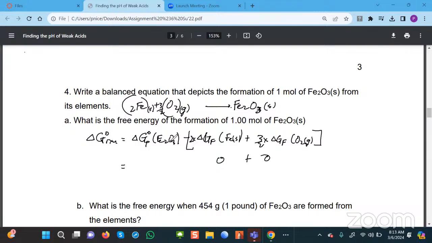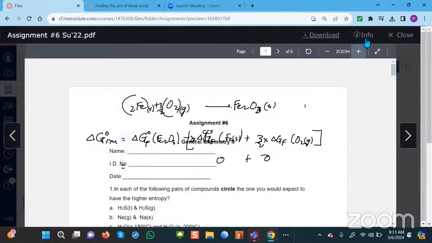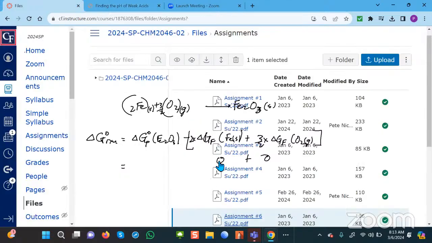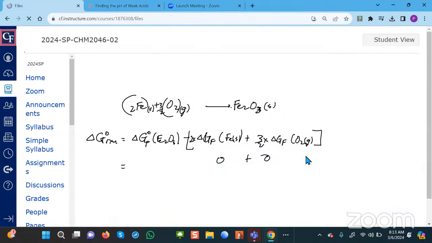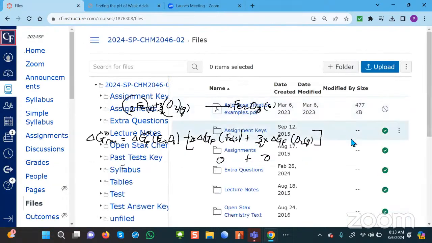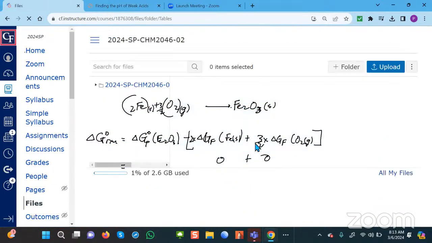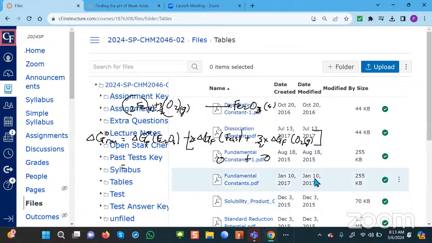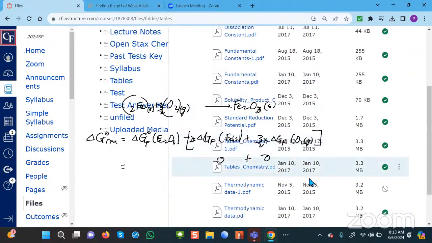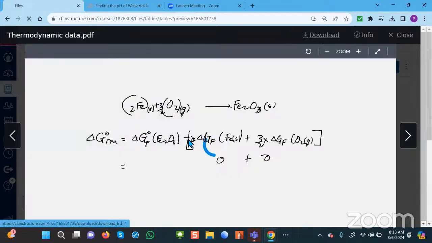So basically what we need to do now is look up the value for the free energy of formation of iron(III) oxide, which is in the tables I talked about last time. So let me see here, tables, where are you? Tables. And free energy or thermodynamic data, download.